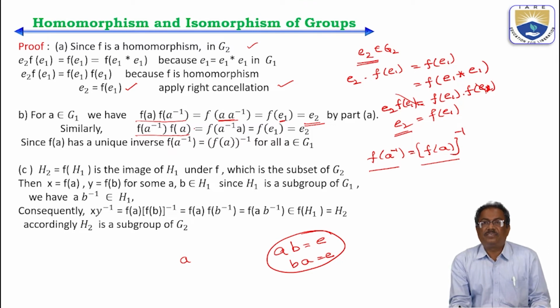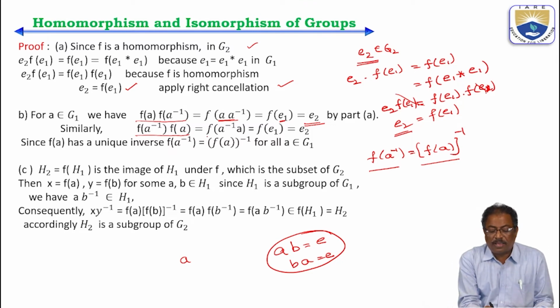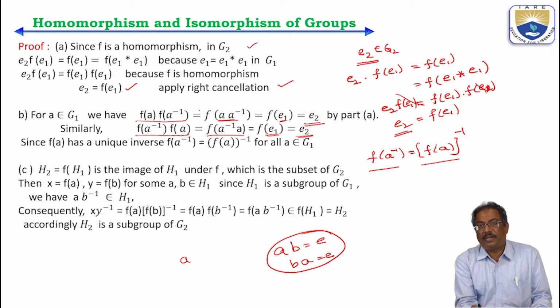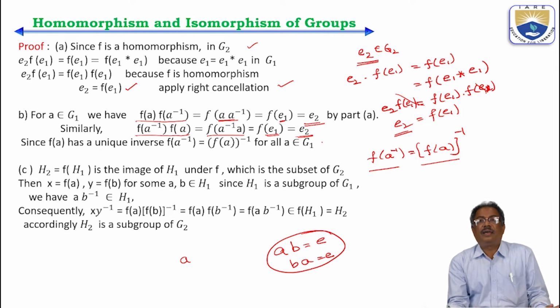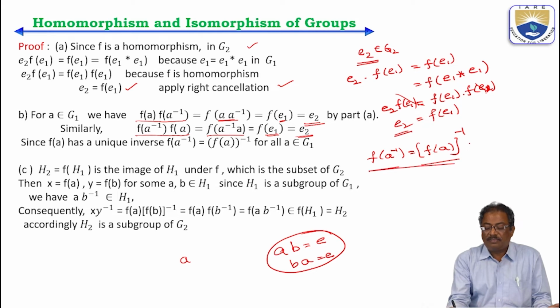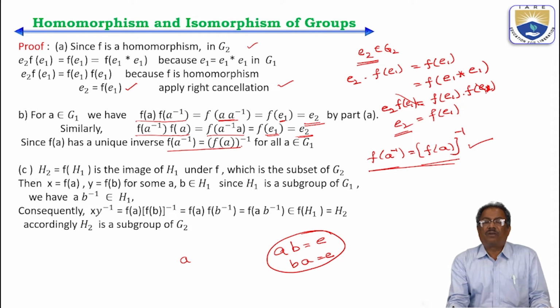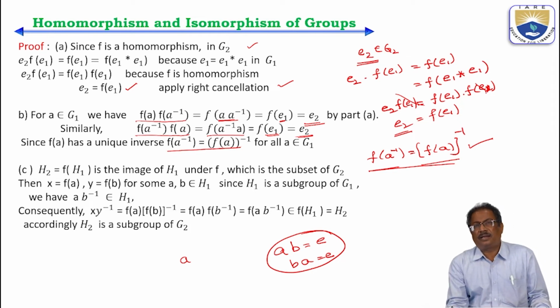f(A inverse) into f(A). Again apply the homomorphism. Then this is equal to E1. So what I'm saying is that f(A) into f(B) is the identity element, and f(B) into f(A) is the identity element, then f(A) is the inverse of f(B). So we are going to get this as the final result. This is true for all values of A belonging to G1. Instead of A, if we took B, if we took C, anything, it would be the same.